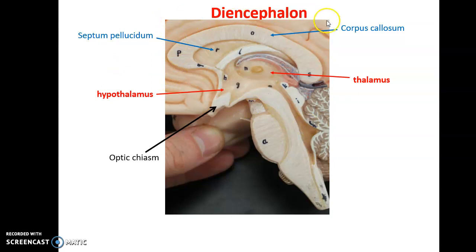All right, this is a mid-sagittal view of the brain. So there's the cerebrum up here. Down here's the brainstem. This is the diencephalon. We see this here, this big ridge of white tissue here.